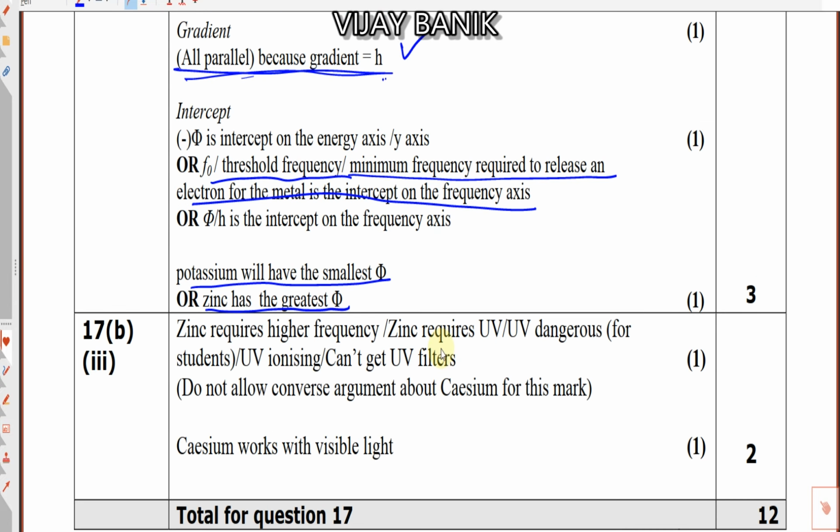Let's see. They said zinc requires higher frequency. Zinc requires UV light. UVs are ionizing, they're dangerous. Cesium will work with visible light. I hope you guys understood.